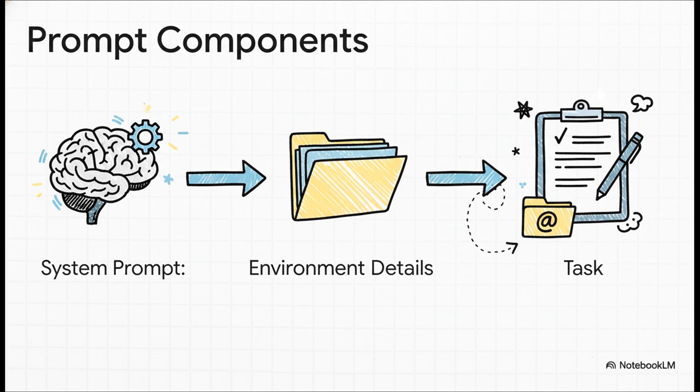But here's the pro tip. When you reference a file in your task using that @ symbol, the agent literally stuffs that file's entire content right into the prompt. The model gets perfect instant context.